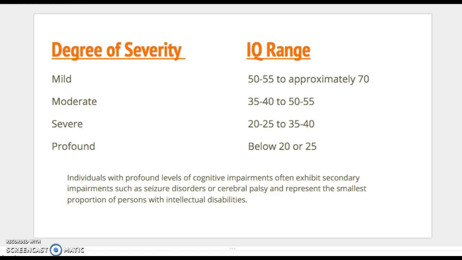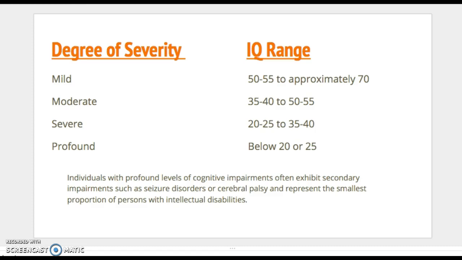A severe level of intellectual disability is anywhere between about 20 and 40. And then profound, that's pretty much anything 20 or 25 and below. Something very interesting that we read about was that an individual with a profound level of cognitive impairment often exhibits secondary impairments, such as seizure disorders or cerebral palsy, and represents the smallest portion of persons with an intellectual disability.